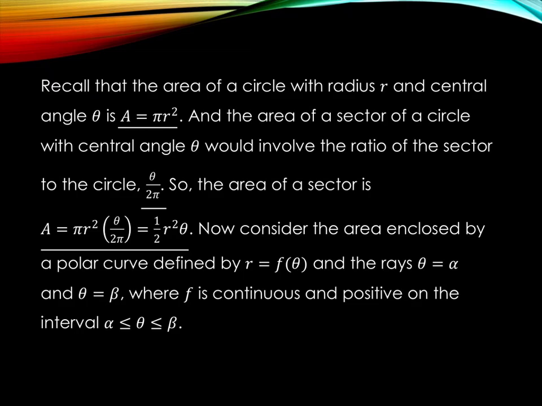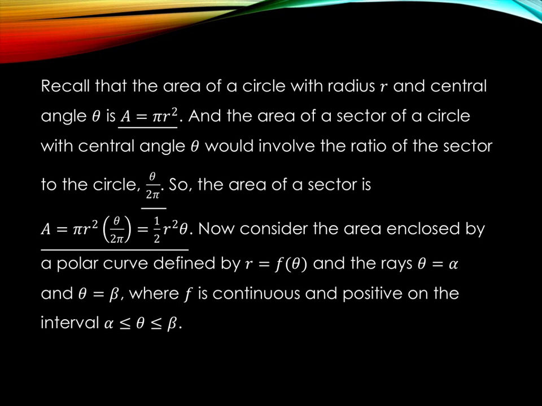So I want you to remember that the area of a circle with radius r is area equals pi r squared. Everybody remembers that, right? Basic geometry stuff, from probably about 7th grade when you first encounter this.